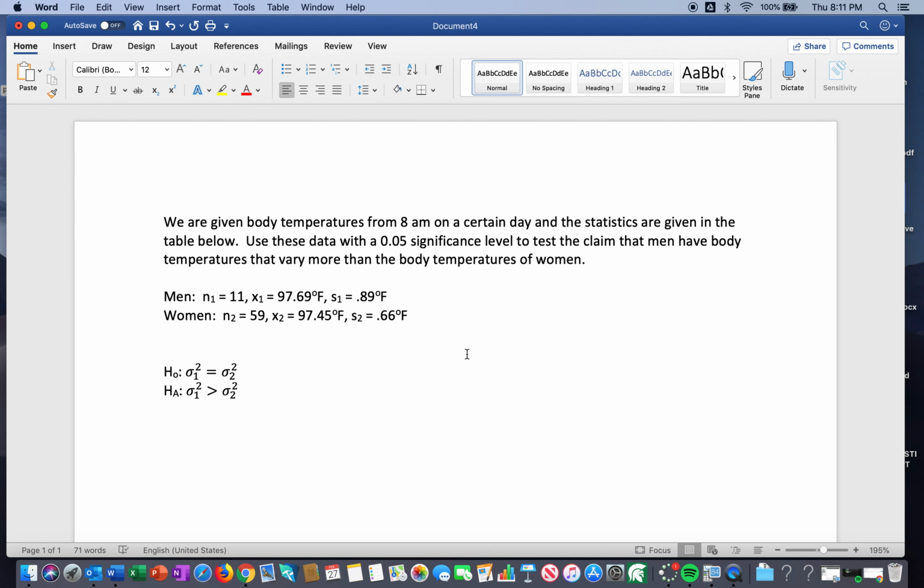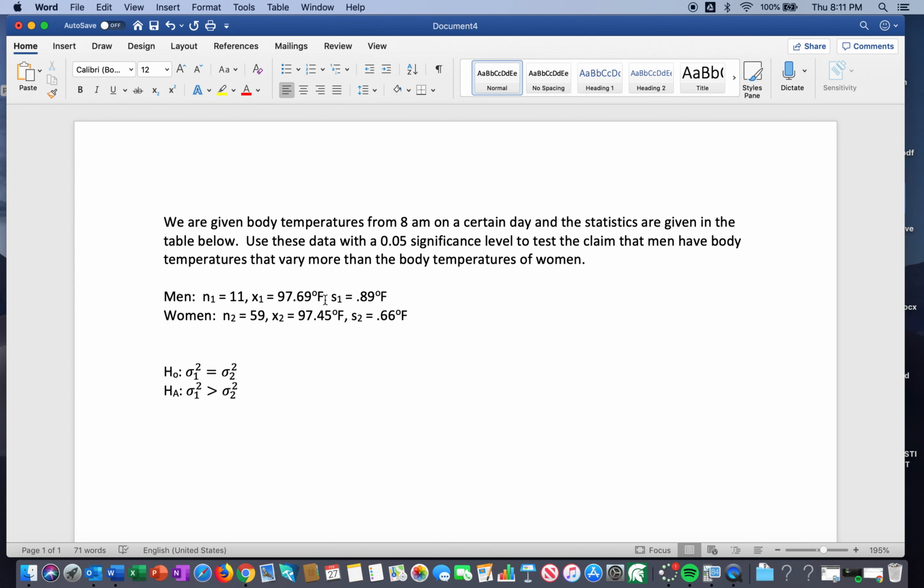The problem says we were given body temperatures from 8 a.m. on a certain day, and the stats are given in the table below. Use these data with a 0.05 significance level to test the claim that men have body temperatures that vary more than the body temperatures of women. Okay, so which one varies the most? And you've got the stats down here.